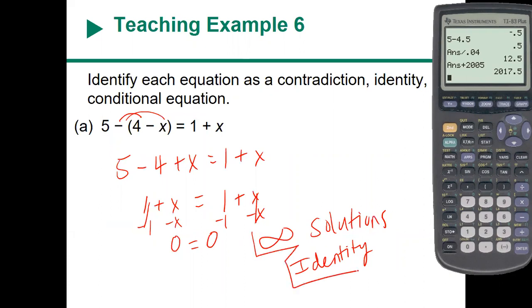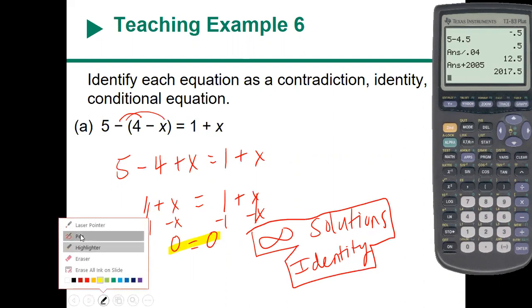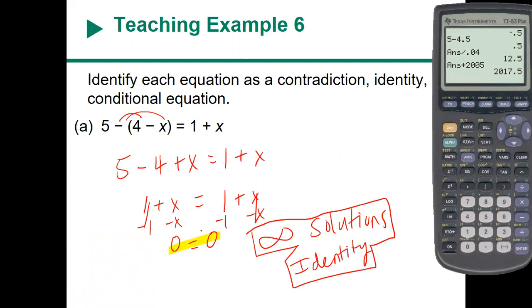So you have infinite solutions because of this right here, 0 equals 0. Do you feel like you can identify an identity equation? When you come down to it, you end up with 0 equals 0. I like to think you can't make an infinity symbol without 2 zeros. Think about it.